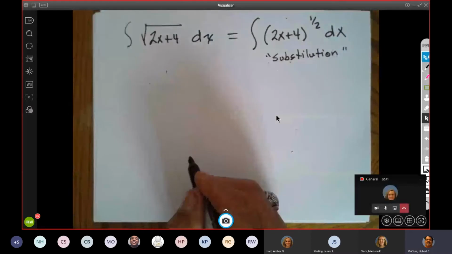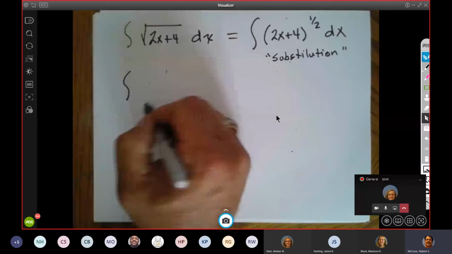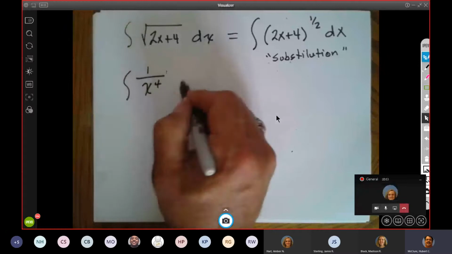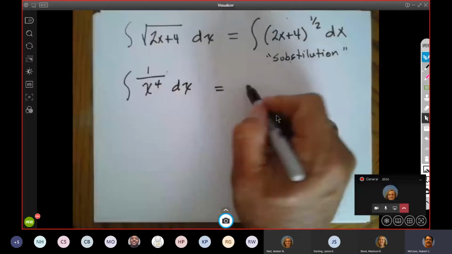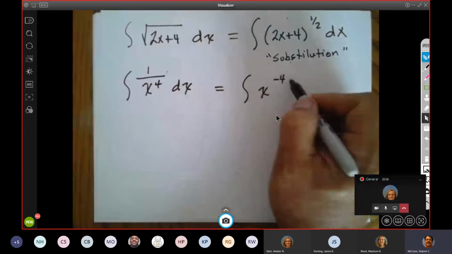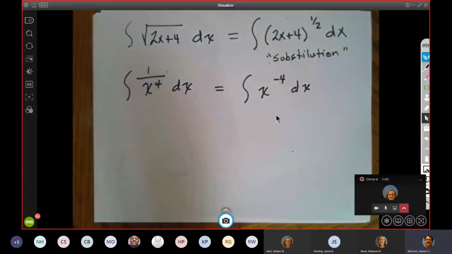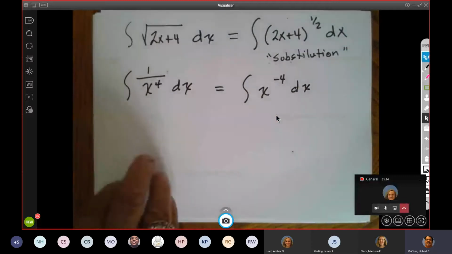Okay, make sure if you're given the antiderivative of 1 over x to the 4th dx, again, you would rewrite that as x to the -4 dx. So a lot of the things that you learned with derivatives, you're going to carry over to the antiderivatives as far as basic properties.